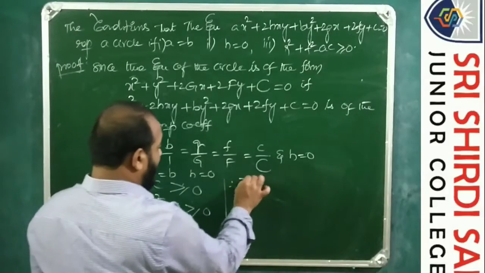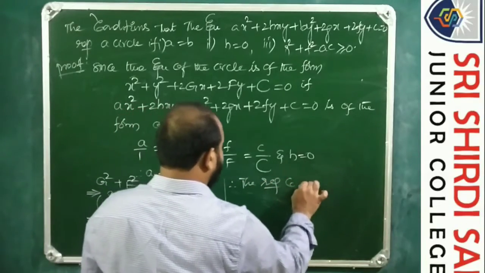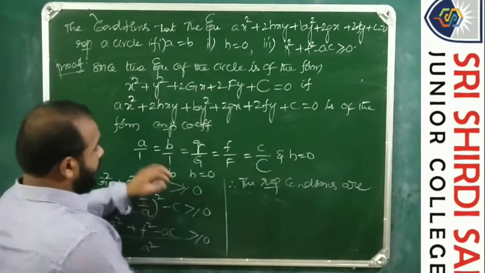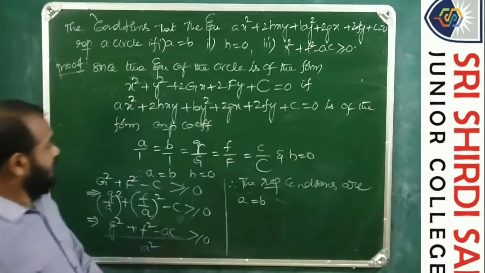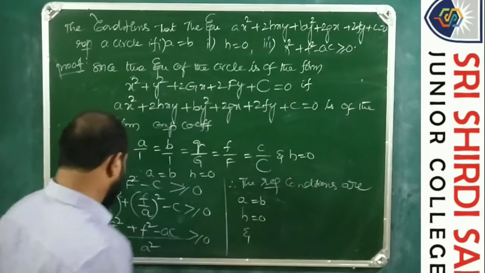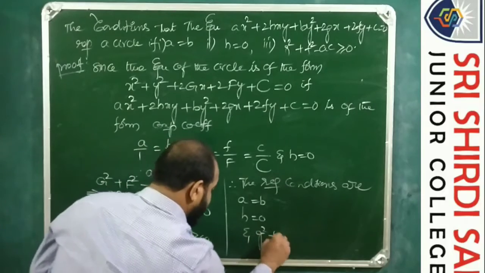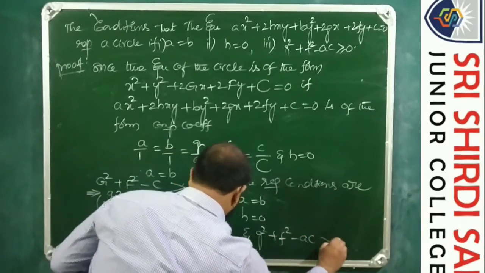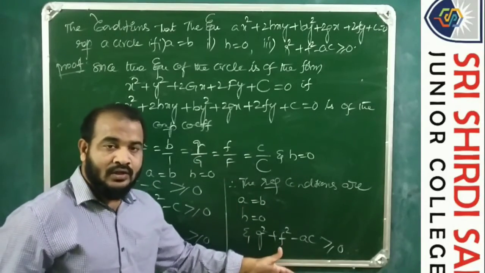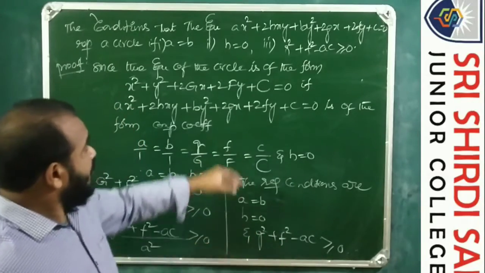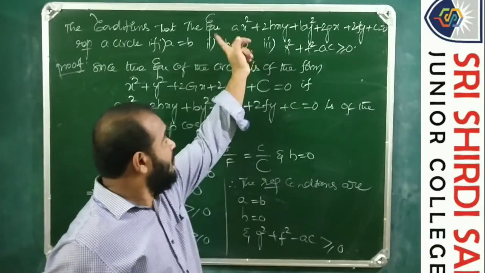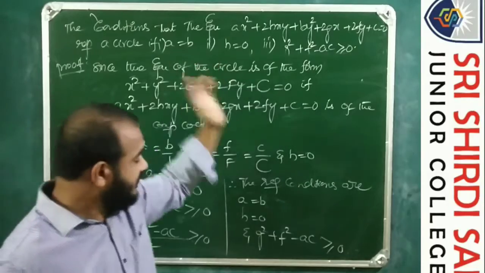Therefore, the required conditions are: a is equal to b, h is equal to 0, and g square plus f square minus ac is greater than or equal to 0. Therefore, these three are the conditions for the second degree non-homogeneous equation to represent the equation of a circle.